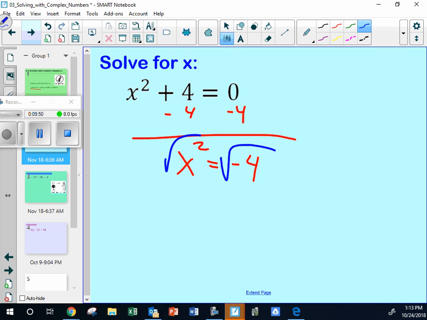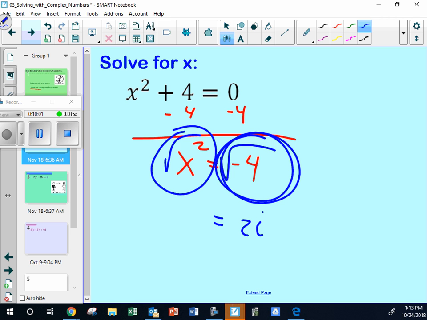Square root. This side, hope you've learned by now. That's a nice simple one. What's that one, Miss S? 2i. And this side, square root of x squared, it's actually not that simple. People think it is. They think it's just x, but hopefully you know better. What is it?